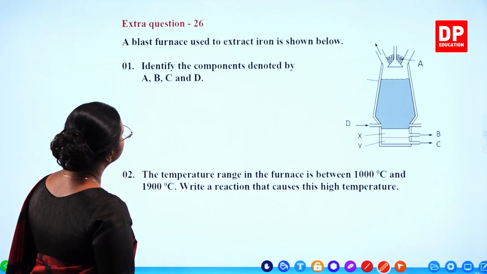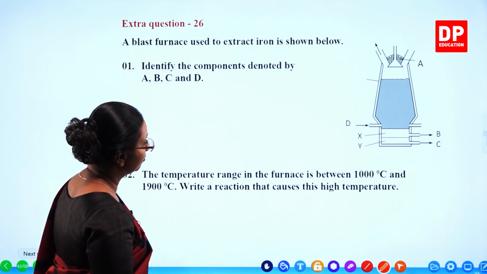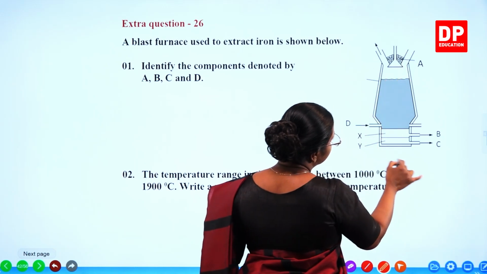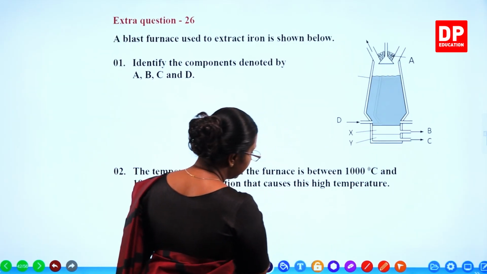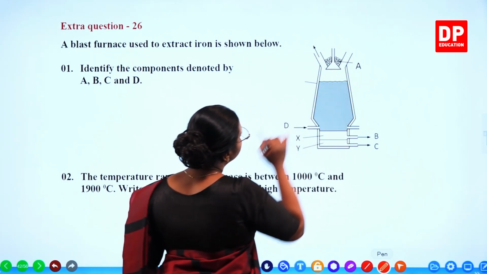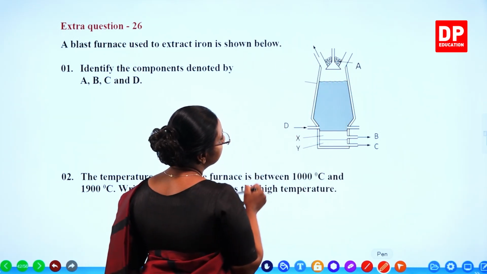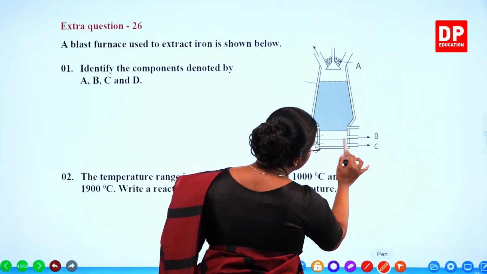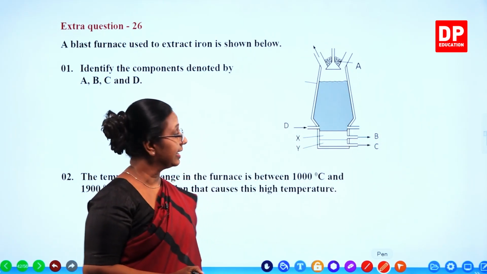A blast furnace used to extract iron is shown below. So you can look at the diagram here, students. This is slightly different from what we have already seen. You can see the diagram. Now here A is the mixture of raw materials. There is the waste gas going out. B is the top layer taken out. So it's the slag out.